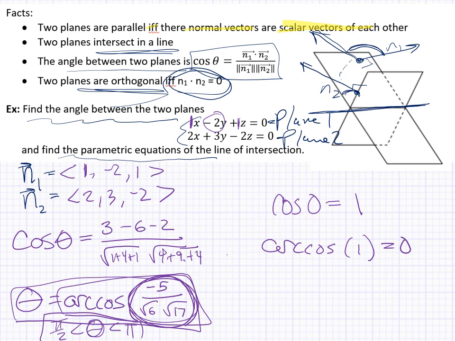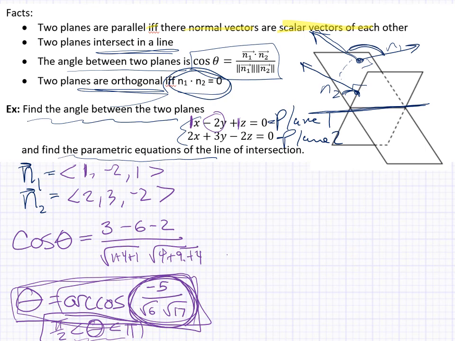So we know the angle is not 0. We know it's some angle between pi halves and pi. Other than that, we don't really need to go any further in detail than this. This is fine. So that means that they're going to intersect. All right, so if they're going to intersect, then we want to find the equation of the line for that intersection. Well, it's a 3D line, so we have to have the parametric equations for that line of intersection.